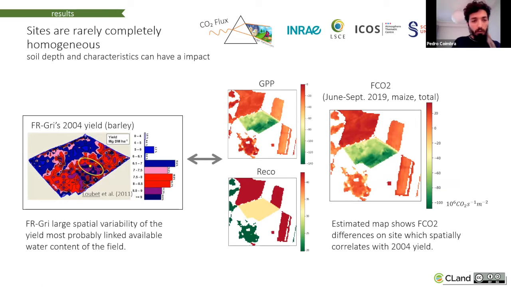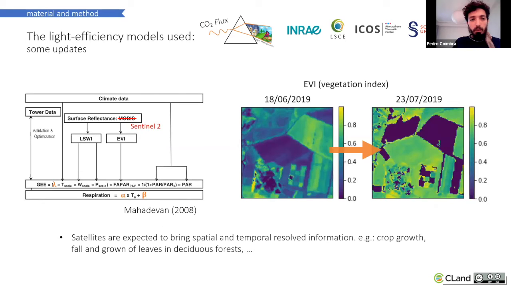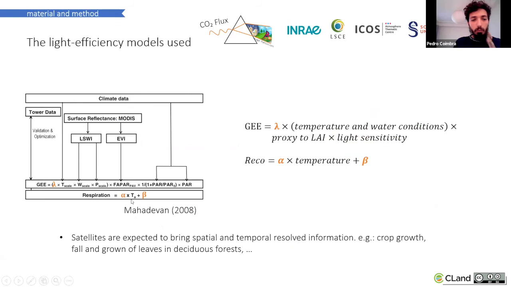Sorry, can you repeat? I was saying that in your estimation of the net ecosystem exchange, you just don't consider the soil respiration. Yeah, but this is included in the linear relationship between alpha times... This should be included here, respiration.